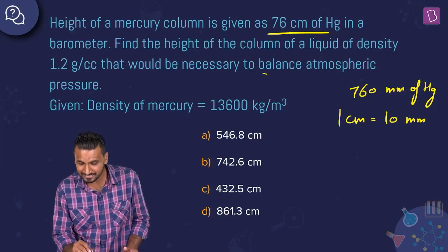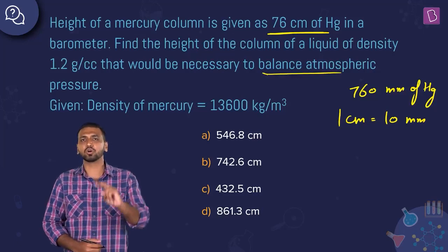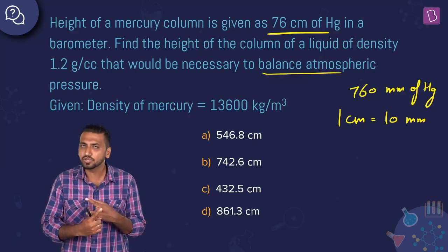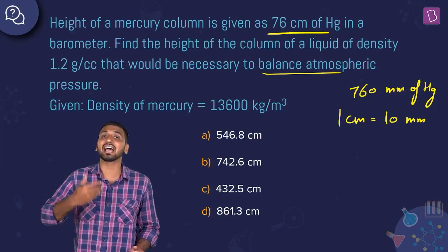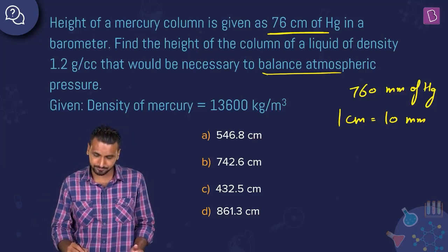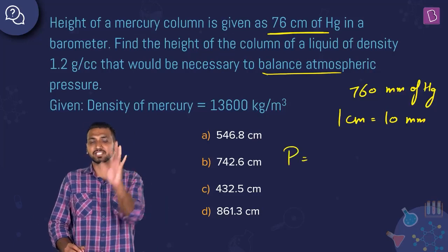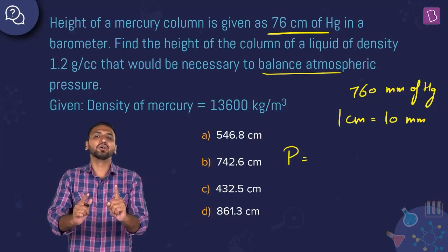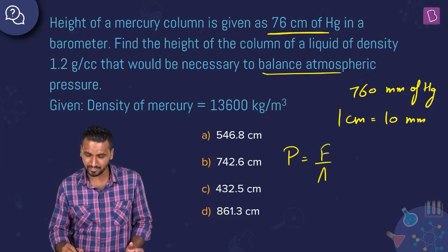A very important word is there: the balance atmospheric pressure. That means we are talking about two liquids here. One is mercury, another is an unknown liquid. You have to balance the pressure, the atmospheric pressure. That means the pressure has to be equal. So, you know the formula of pressure, the general formula. I'm not jumping onto the right formula which we have to use in this question. You know, the general formula for pressure is force per unit area, right?